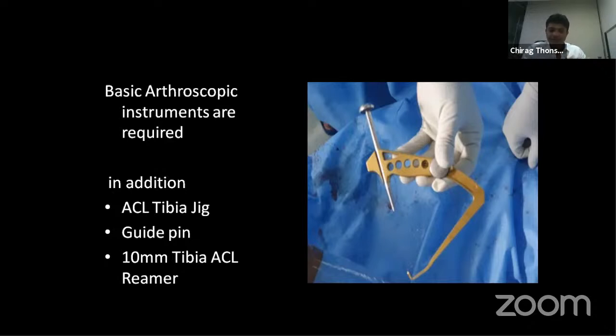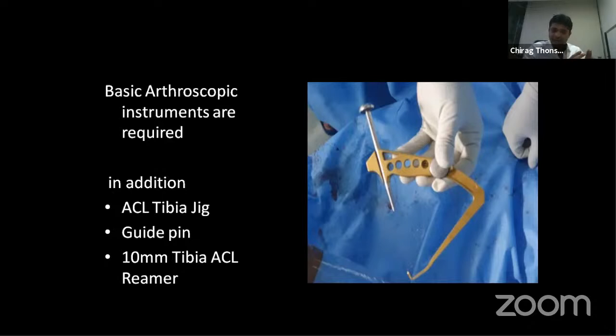Now, what are the basic instruments which are required? Basic instrumentation includes a tibial jig, that's the ACL tibial jig. I usually use a tip aimer jig, a guide pin, that's the bead pin, and a 10 millimeter tibial reamer, ACL reamer, along with the basic arthroscopic instruments.